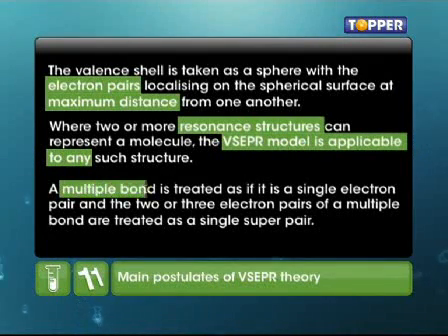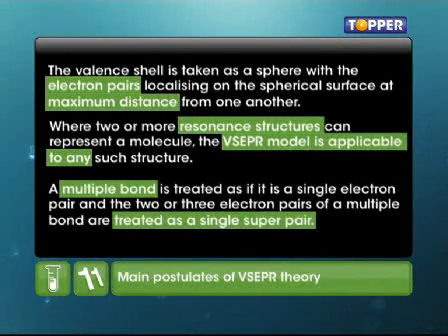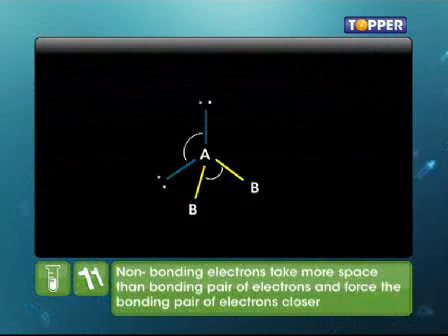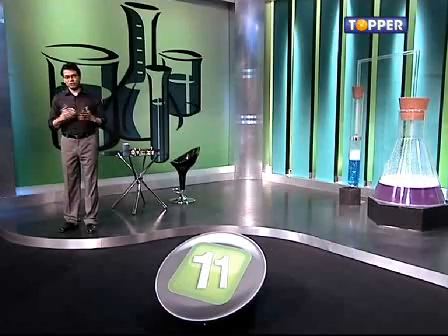Remember, a single bond, a double bond, and a triple bond each represents only one region of electron density. Here we can see that the non-bonding electrons take more space than the bonding pair of electrons and force the bonding pairs closer. It is not only the force of repulsion that affects the geometry and the shape of the molecules, even the electronic configurations do. Do you know what the VSEPR theory is all about?